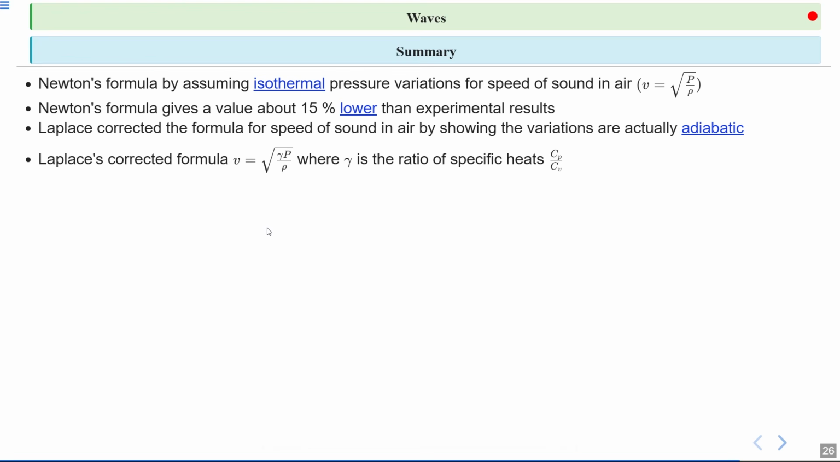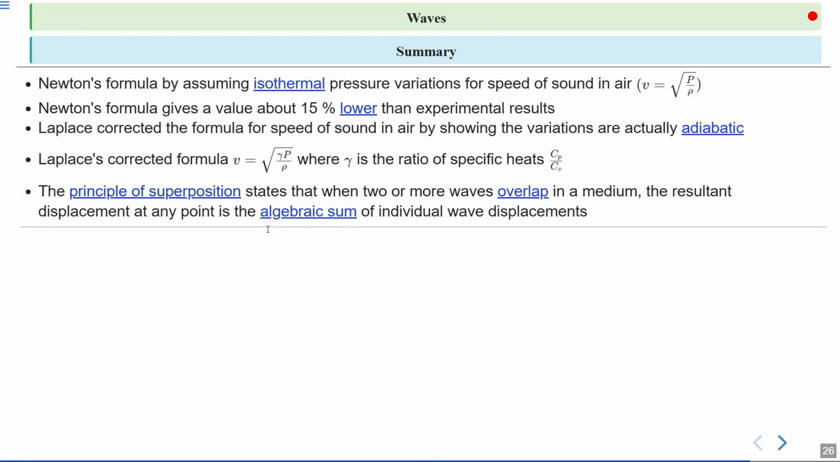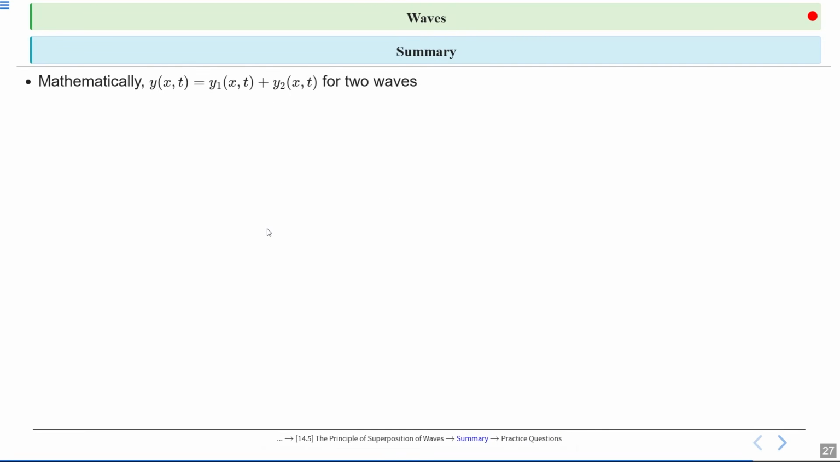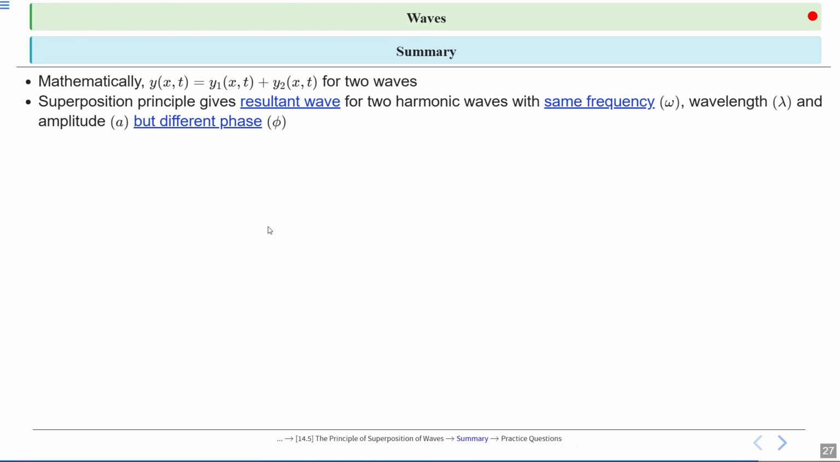Laplace's corrected formula is v equal to square root of gamma P divided by rho, where gamma is the ratio of specific heats, Cp upon Cv. The principle of superposition states that when two or more waves overlap in a medium, the resultant displacement at any point is the algebraic sum of individual wave displacements. Mathematically, y of x,t is equal to y1 of x,t plus y2 of x,t for two waves. The superposition principle gives the resultant wave for two harmonic waves with the same frequency omega, wavelength lambda and amplitude A, but different phase phi.